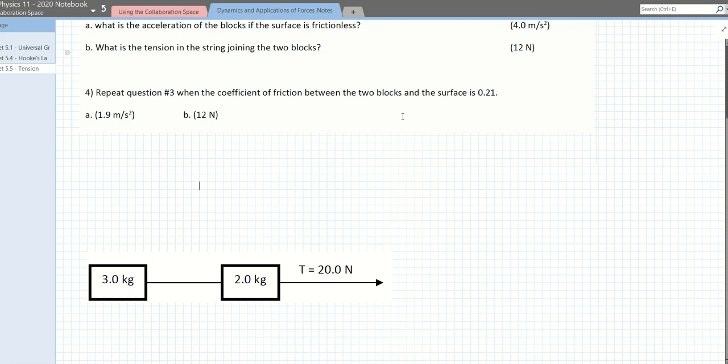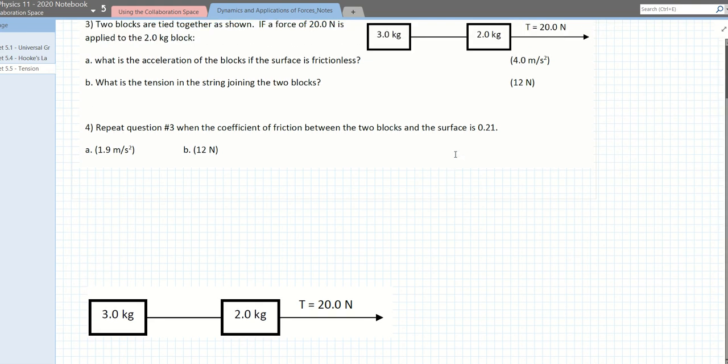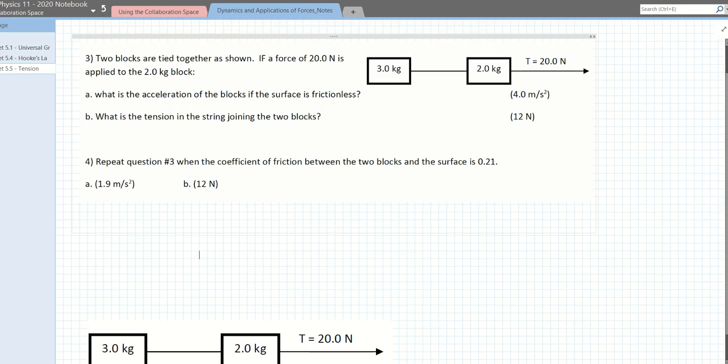Hi everyone. So one of you asked me to do a question from the worksheet on tension, question number 4. Question number 4 says repeat question number 3 with the coefficient of friction between the two blocks and the surface is 0.21. So basically, you had to do question 3 again, but now we're adding friction.